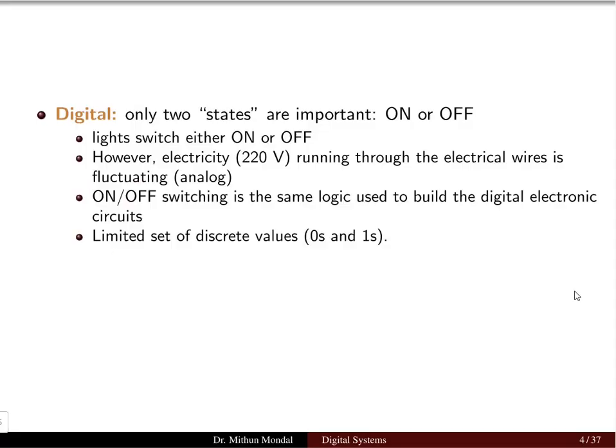Hence, we have a limited set of discrete values, that is zeros and ones. We are not dealing with many values, but only with two values, that is a number of zeros and a number of ones.